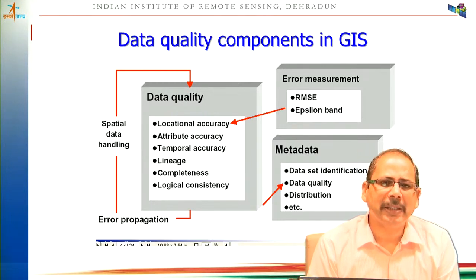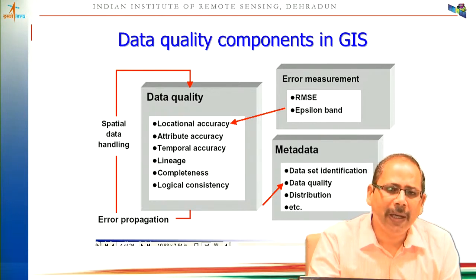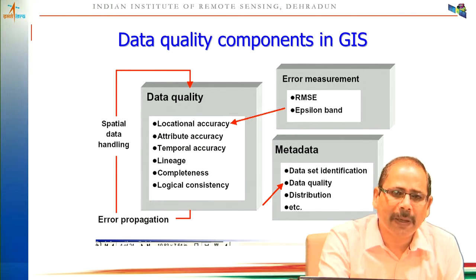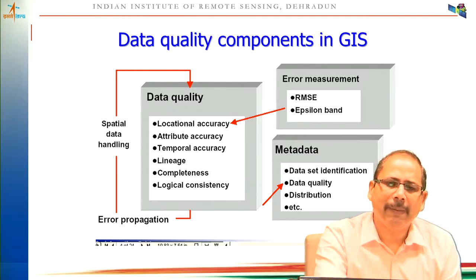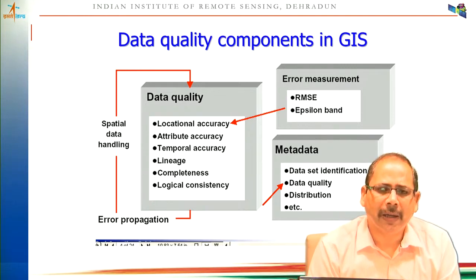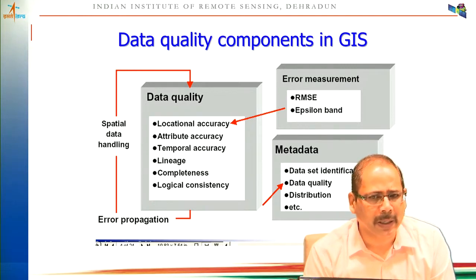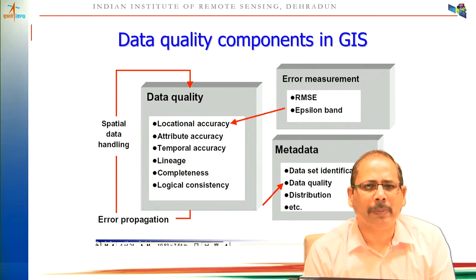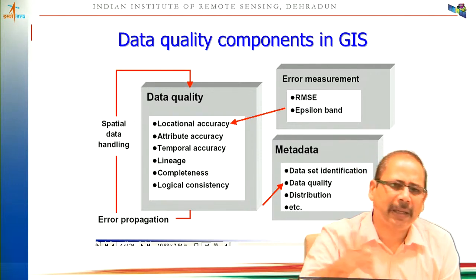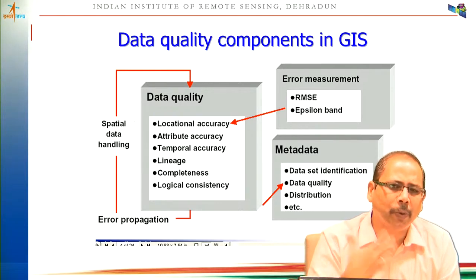Then location accuracy. Location accuracy is basically how accurately the data matches the reality. Sometimes we call it positional accuracy. To measure location accuracy, we have some methods like RMSE, root mean square error, or the epsilon band. I am not going to discuss these methods in detail because it would be too much.